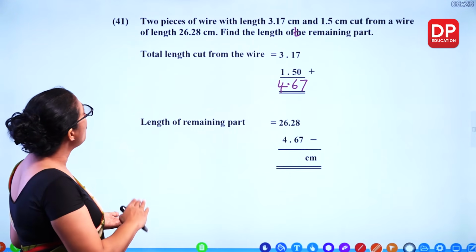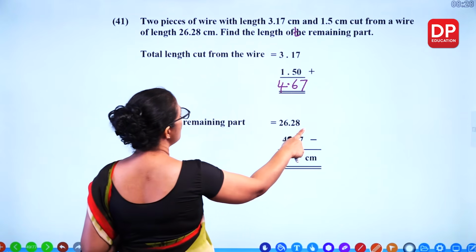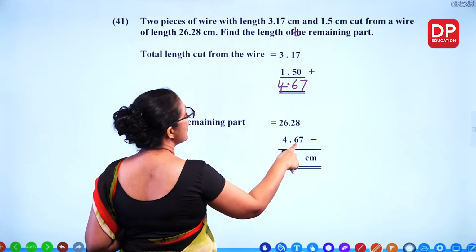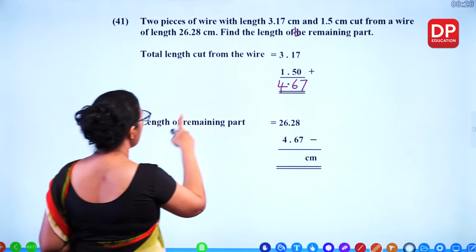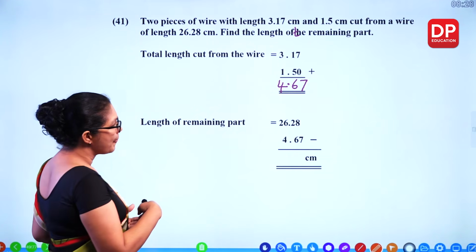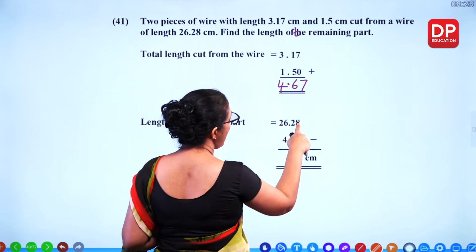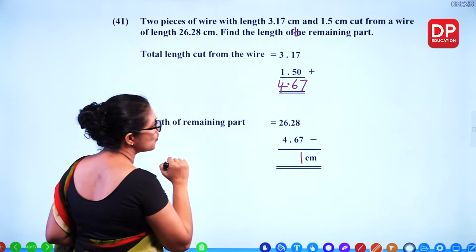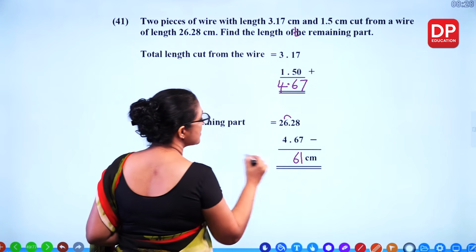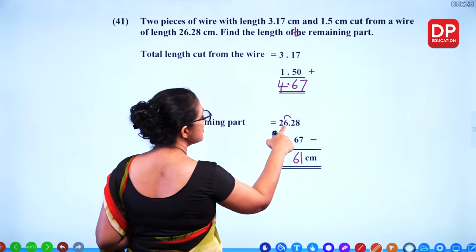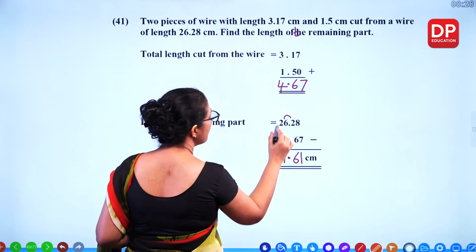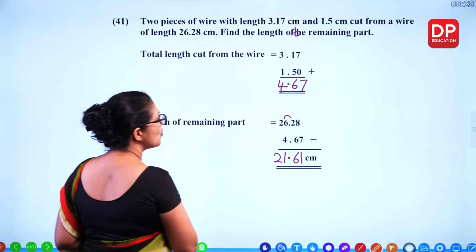Now the total length is 26.28. This part is 4.67. So you can find the remaining part by subtracting. We'll subtract these two. 8 minus 7, that's 1. Then 12 minus 6, that's 6. So this becomes 5 now. 5 minus 4, 1. And this is 2.